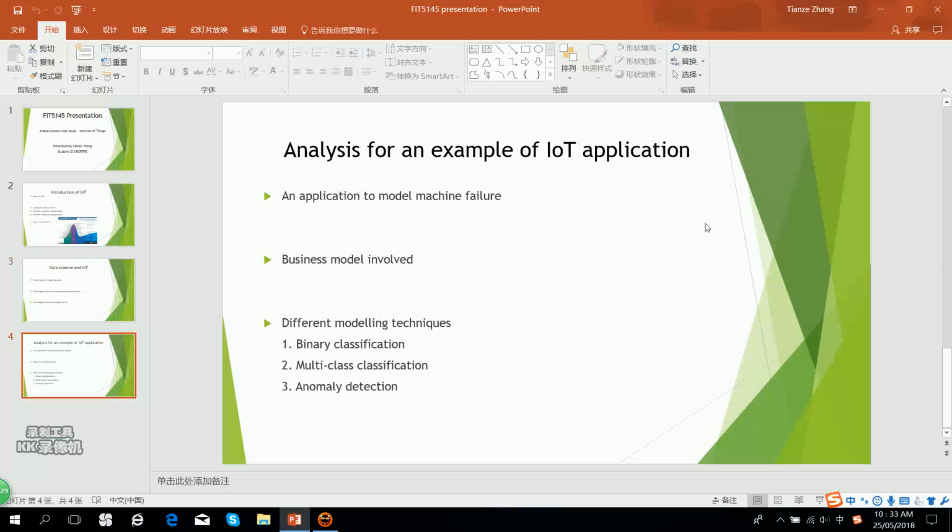The last part is analysis of a real example of an IoT application. This application is presented by Daniel Dean, a senior data scientist at Microsoft, in December 2015. It's an application to model machine failure. So it's a predictive maintenance application.